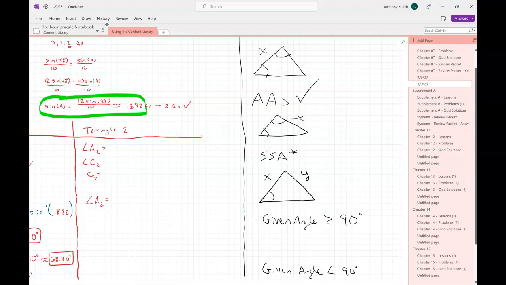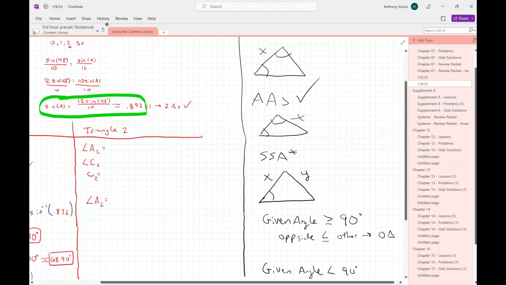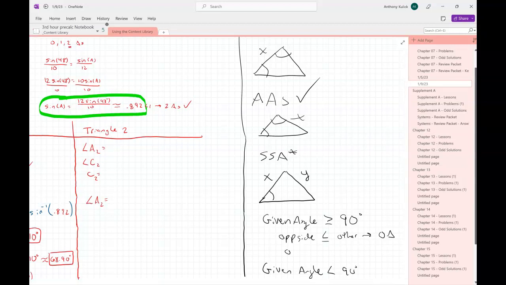So if our angle is obtuse, and the opposite side, in my picture that would be y, the side that's opposite the given angle, is shorter than or the same as the other side, no triangle is possible. It's a problem you cannot do. If it's the reverse, where the opposite side is bigger, then just one triangle is possible.